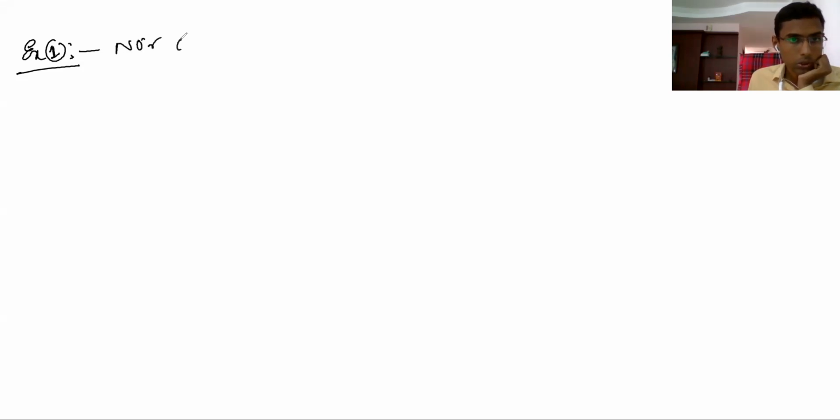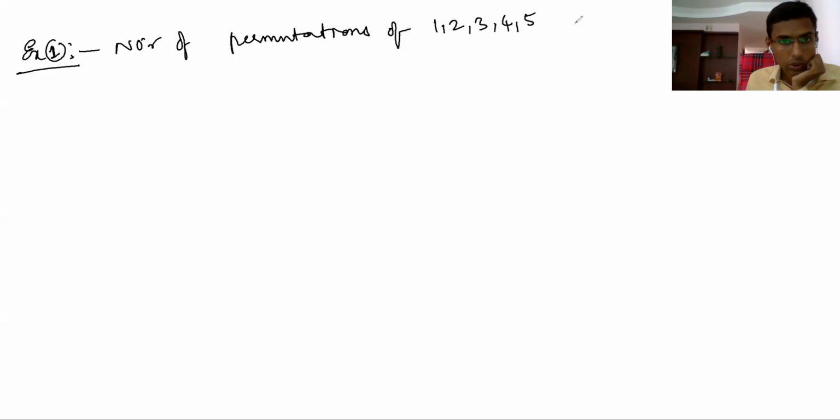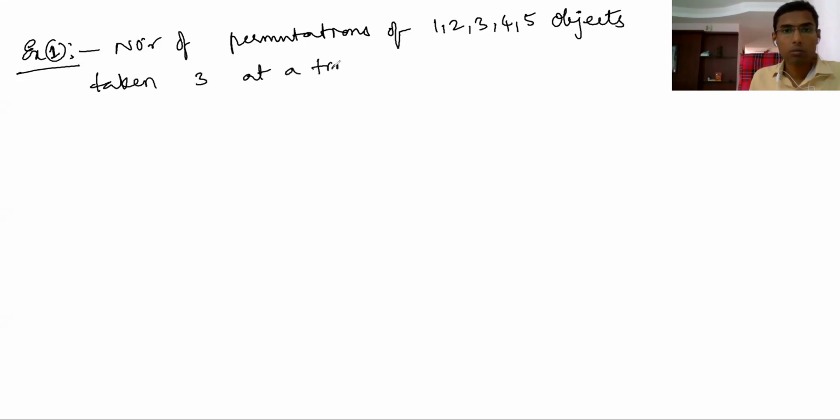Number of permutations of 1, 2, 3, 4, 5. Number of permutations of this, these 5 objects: 1, 2, 3, 4, 5 objects, 5 objects taken 3 at a time. Please understand, taken 3 at a time. This is the first question.